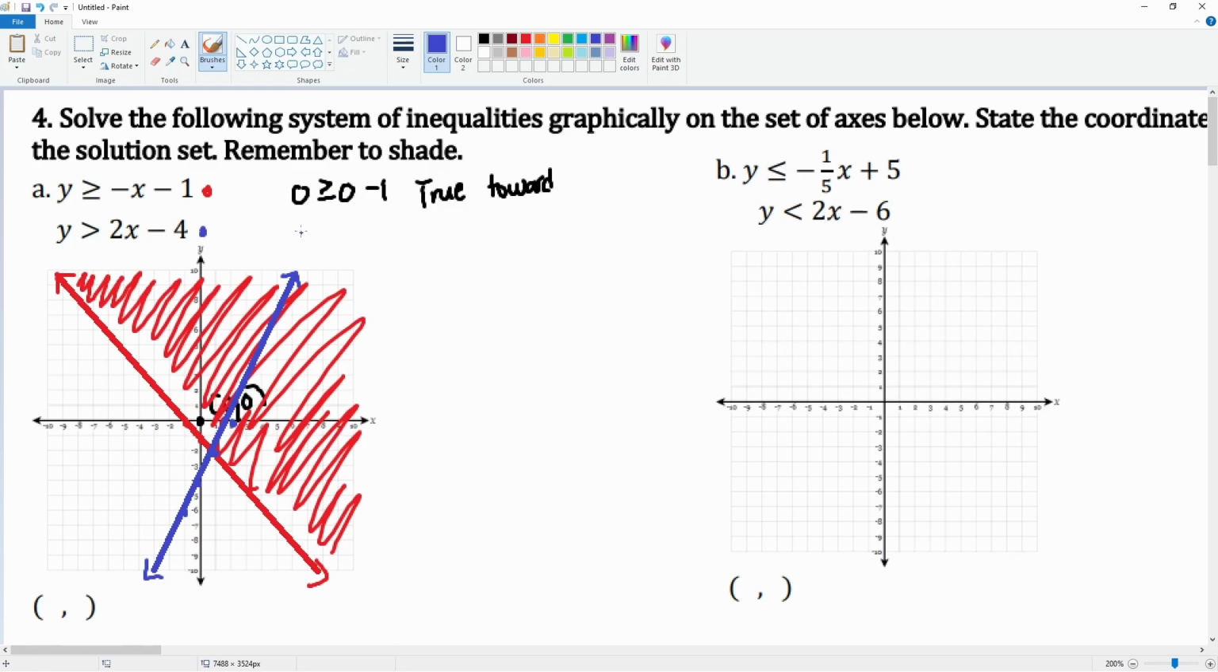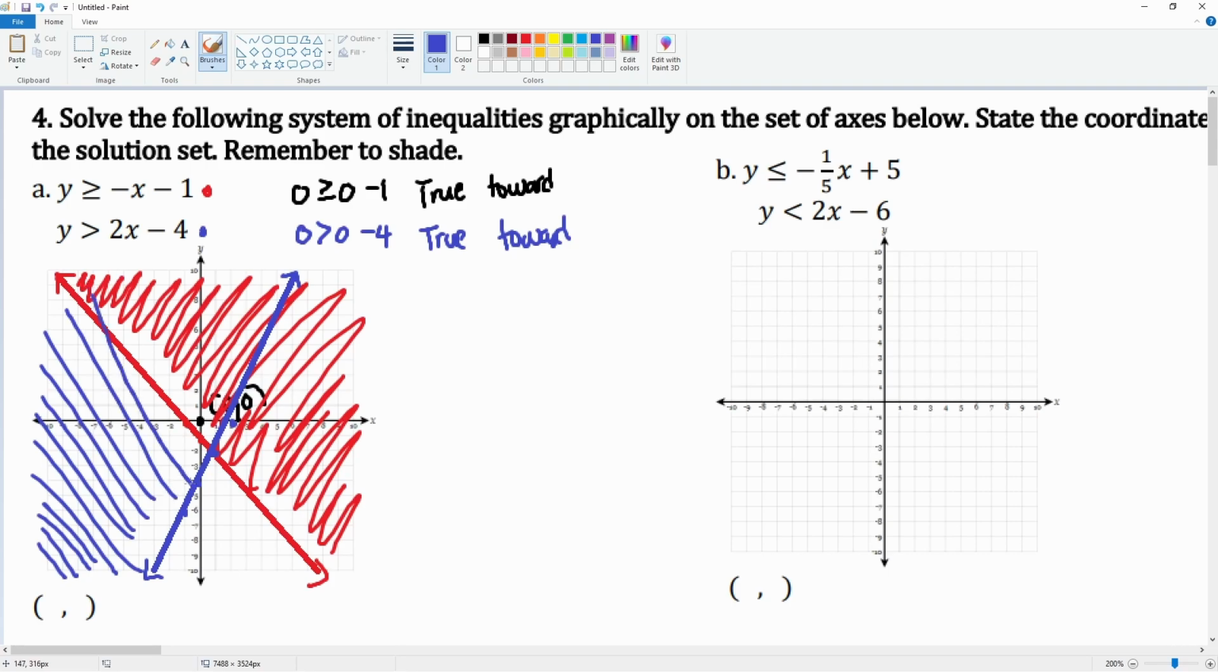Now we test 0, 0. Is 0 greater than -4? That is also true, so we shade towards it. All right, so we're going to shade this way. So where the red and the blue meet, that makes purple. The purple would be the solution area. A point that is in there, I think 0, 10 would be a potential solution. So that purple is the solution area of that inequality.